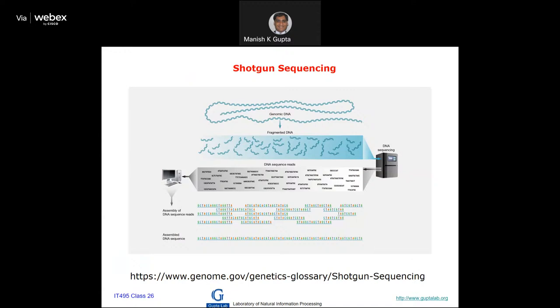So this is a picture of shotgun sequencing. There is genomic DNA. You cut it into pieces, and then the sequencer reads it. These are the fragments which are read, the DNA sequence reads. Then the computer uses graph theoretic algorithms. I will leave it to you: just tell me which algorithms are used for reconstructing the actual DNA order from fragments of DNA. It's a very interesting thing. So from this assembly of DNA sequence reads, the whole sequence is reconstructed. This is shotgun sequencing.